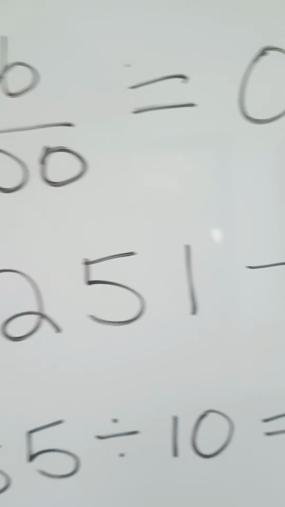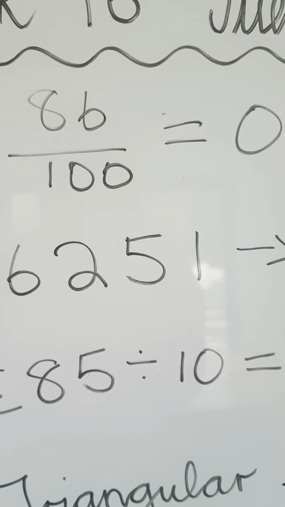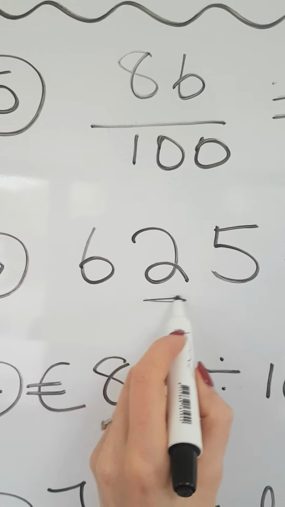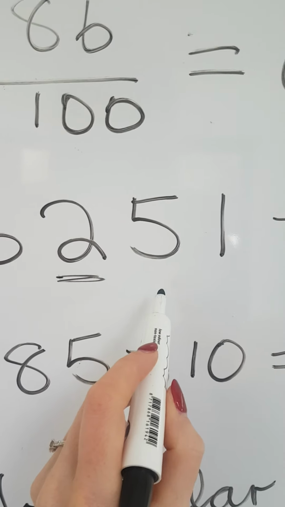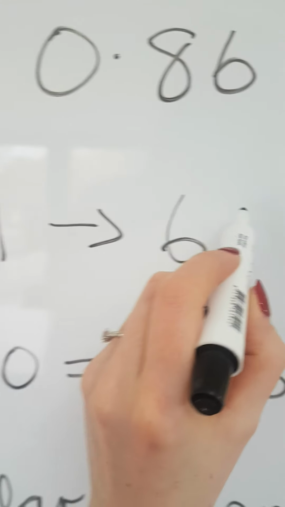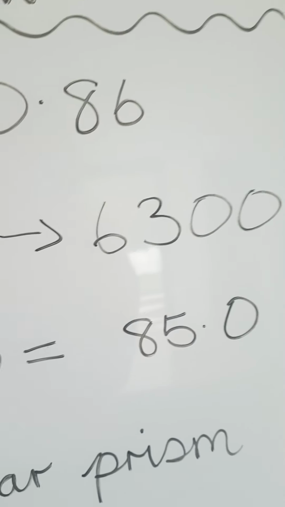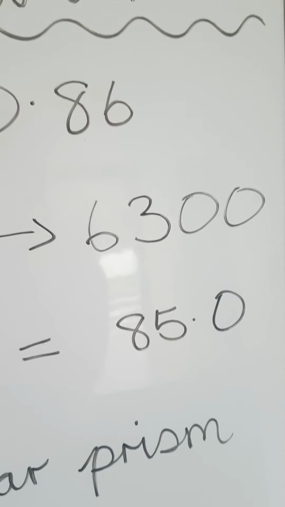0.86 as a decimal. So question 6 was rounding, round 6,251 to the nearest hundred. So we're looking at the hundreds column, and we're looking at the number beside that, which is 5. So we know 5 to 9 climb the vine. So that means it has to go up to the next 100, which is 300. So the answer is 6,300.